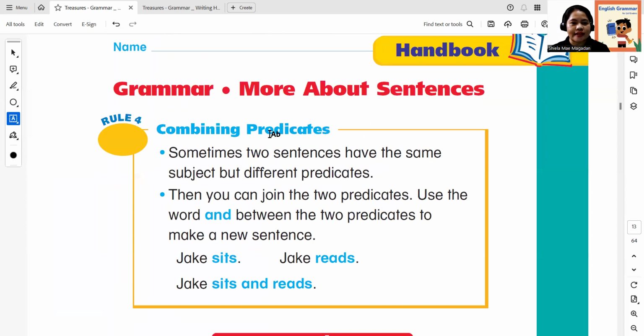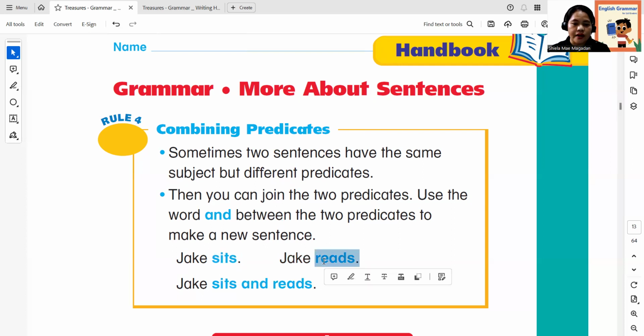Now, let's proceed to the next part. More about sentences. A while ago, we were talking about combining subjects. This time, we have to combine predicates. Combining predicates. Sometimes two sentences have the same subject but different predicates. Here we have two sentences, Jake sits, Jake reads. They have the same subject, Jake and Jake, so it is the same, right? But different predicates.